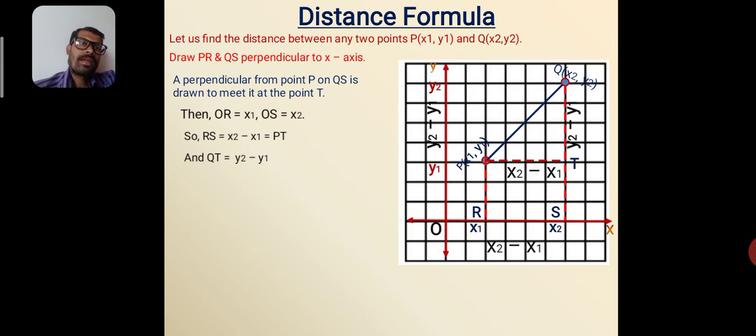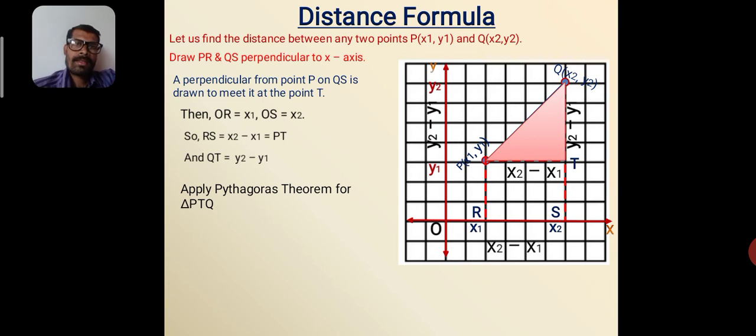Okay, so now we get a right angle triangle. Apply the Pythagoras theorem to the right angle triangle PTQ, where T is 90 degrees, PQ is the hypotenuse, PT is the base, and TQ is the height. Now PQ square is equal to PT square plus QT square, base square plus height square. What is PT now? PT is x2 minus x1 whole square, plus QT is y2 minus y1 whole square.